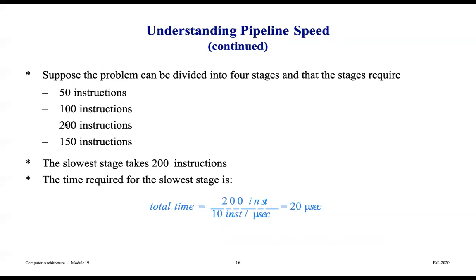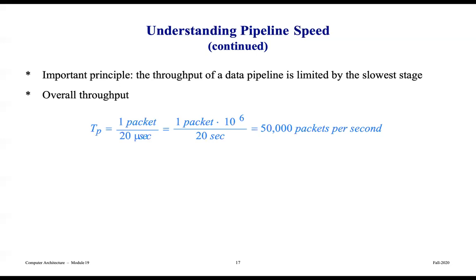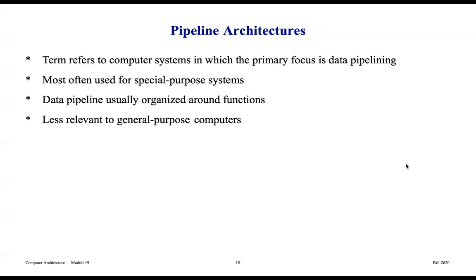So let's continue this and suppose that the problem can be divided into 4 stages. They require 50 instructions, 100, 200, and 150. The slowest stage takes 200 instructions, and the total time required for the slowest stage is 20 microseconds. So the important principle is the throughput of the data pipeline is limited by the slowest stage. So the overall throughput is 50,000 packets per second. And note that the throughput of the pipeline version is 250% of the throughput of the non-pipeline version.